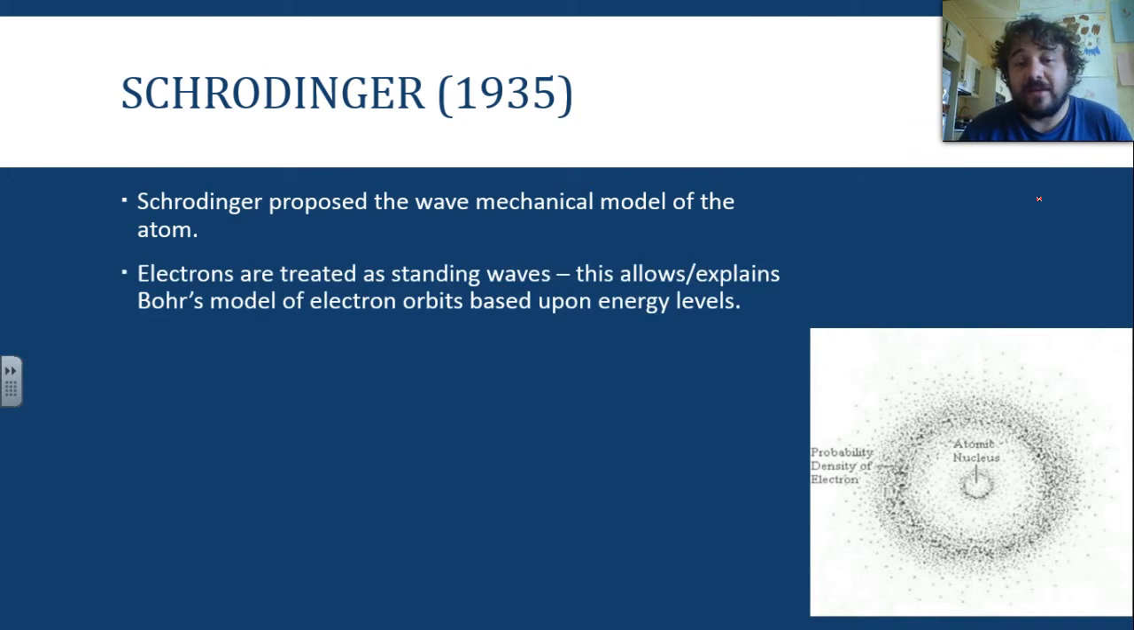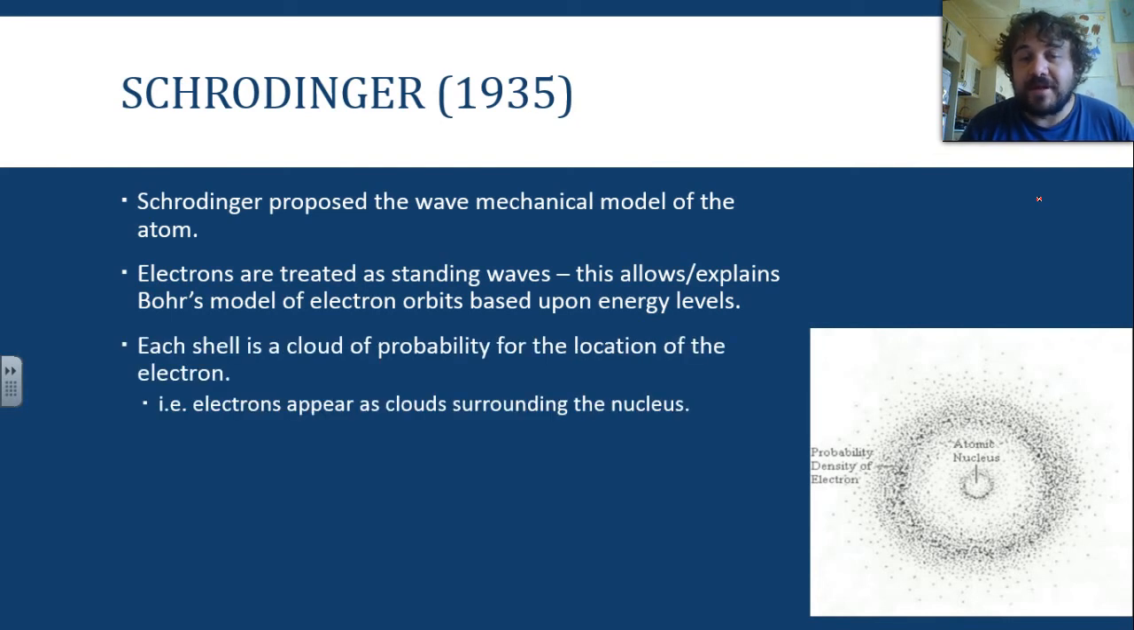Electrons are treated as standing waves. This means that as they go around, their wave fits perfectly, so it just stays in there. Okay, it's stuck at that level. If the wave was bigger, it would not fit, it would overlap, and it would cancel itself out. So this basically allows Bohr's model to work. But instead of being an orbit, it's a cloud, okay, of probability.